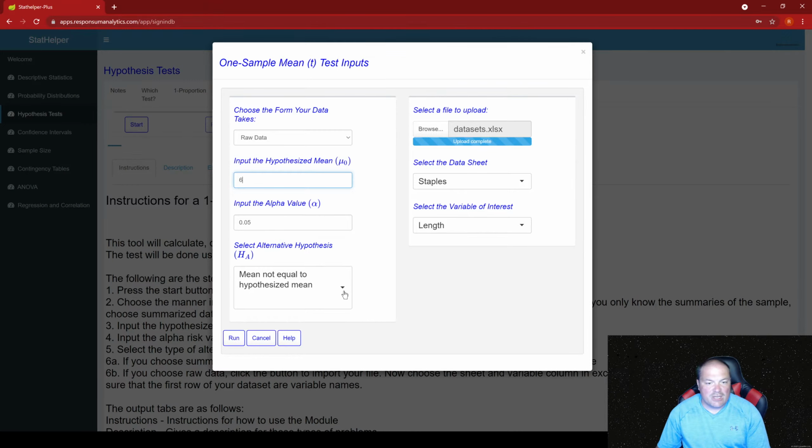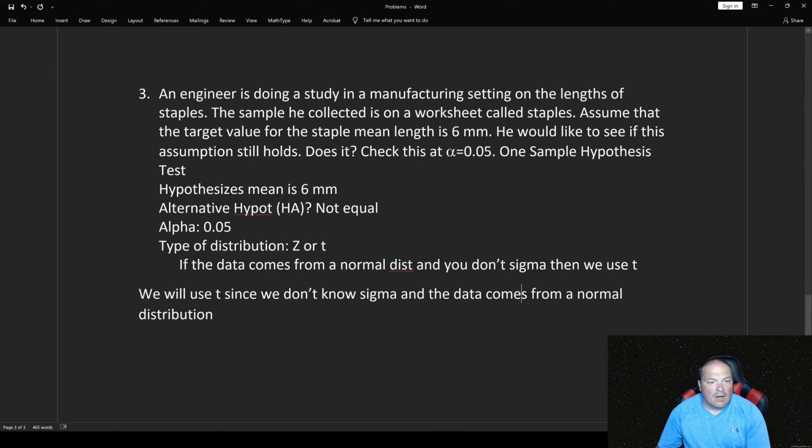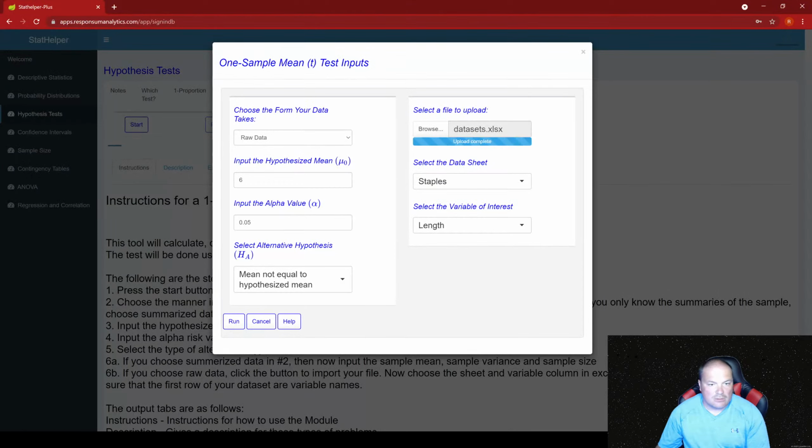And finally down here, we can click this drop down and decide what our alternative is. Is it not equal? Is it greater than? Is it less than? Based on what we saw, our hypothesis is going to be not equal to, or direction, if you want to look at it that way. So we're going to leave this as is, as not equal to. So we've got our data in. We know our hypothesized mean. Okay, we know alpha. We put in our alternative. Now let's just click run.